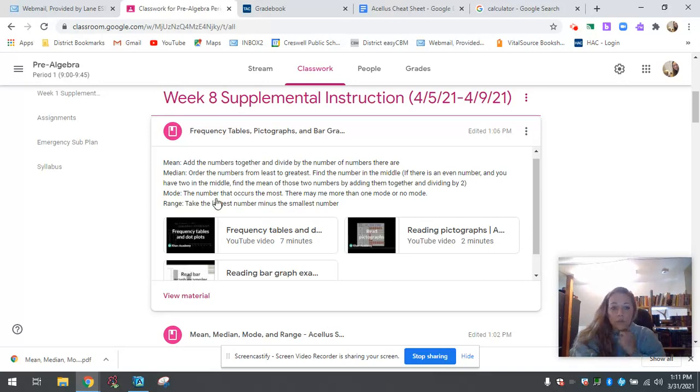For the mode, you are just looking at the number that occurs the most. There could be more than one mode. If there's a tie for 2 numbers that occur both most frequently, or there could be no mode if you don't have any number occurring more than once. And then for the range, you take the largest number and you subtract the smallest number to find those things.